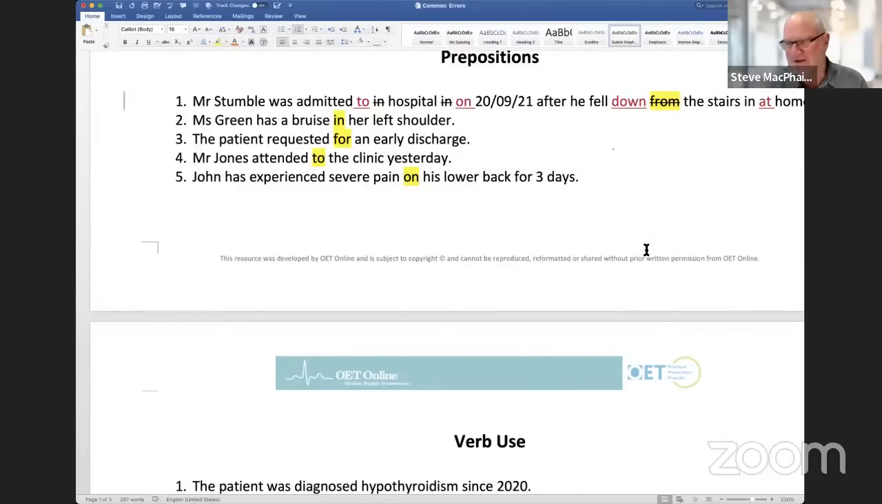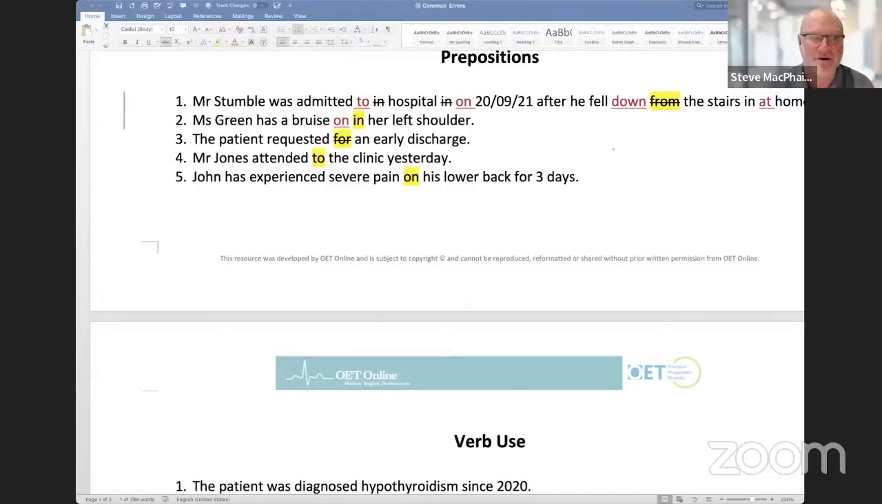So we have to think about these words. Yeah, the bruise isn't in the shoulder. It's on the shoulder. The patient requested for. We don't need for, because that's a verb. You request something. You can make a request for something, but as a verb form, the patient requested an early discharge. A lot of people make that error where they put prepositions where they're not required.